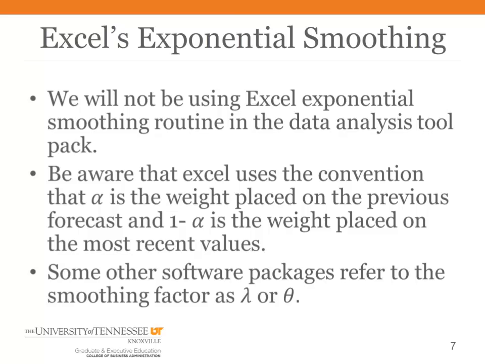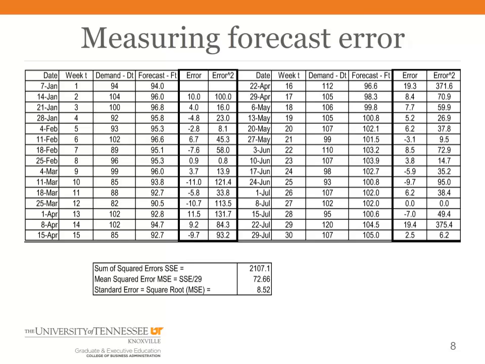Now, something else that you need to be aware of is that some other software packages refer to the smoothing factor as the Greek letter lambda, or some use the Greek letter theta. So it can get confusing. Our convention is just alpha is the weight placed on the most recent value. And we measure the forecast error as the standard error of the 1 period ahead forecast.